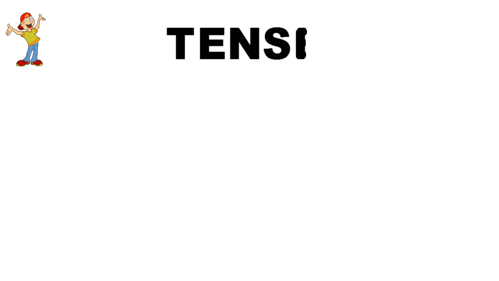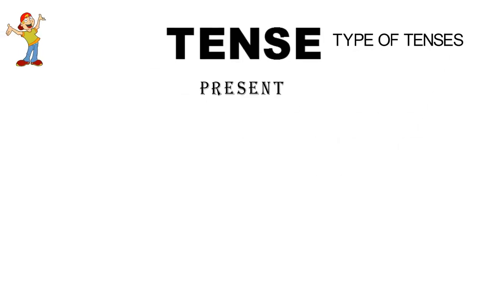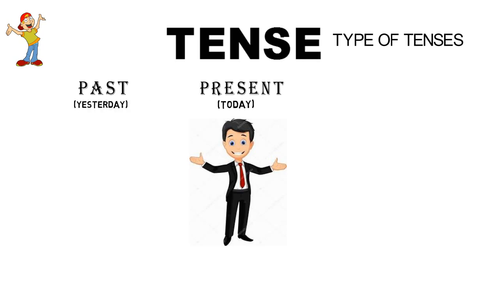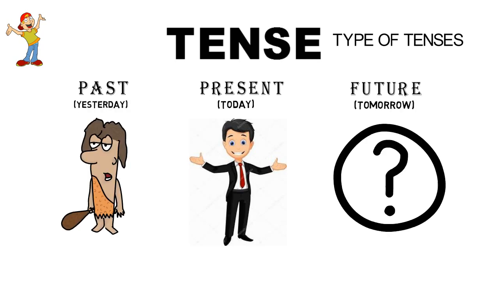Today I have covered all the tenses within 10 minutes. So that's really exciting. Okay, let's hear it. How many types of tenses do we have? There are three types of tenses, as we all know: present, which means today, past, which means yesterday, and future, which means tomorrow.